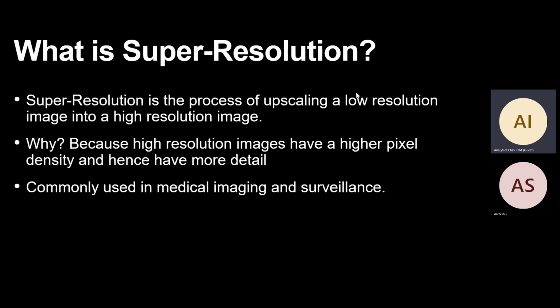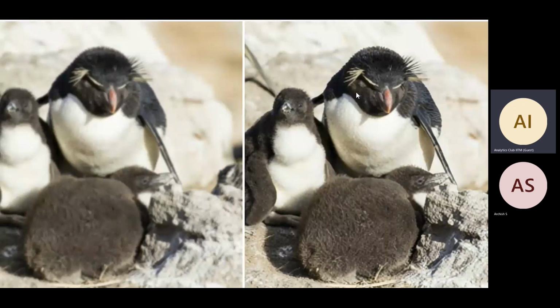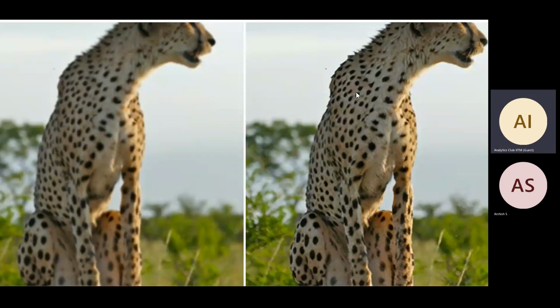Obviously, why you do this is because higher resolution images offer more detail and they just look better, right? To give you an example, this is what we are trying to do. On the left is an image that's not of very good resolution. You can see it's quite blurry. You basically want to convert it into something that looks like the one on the right. That's very clear, right? Another example.